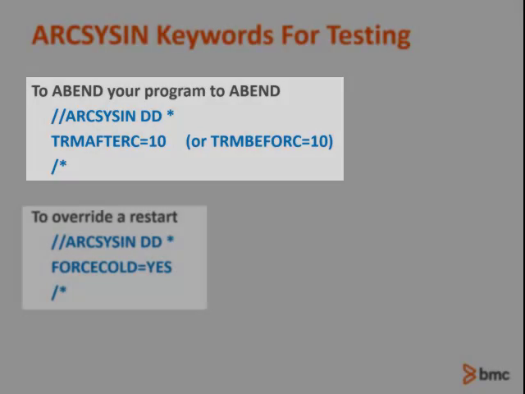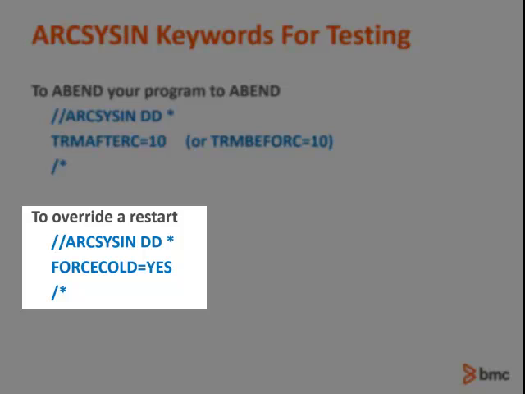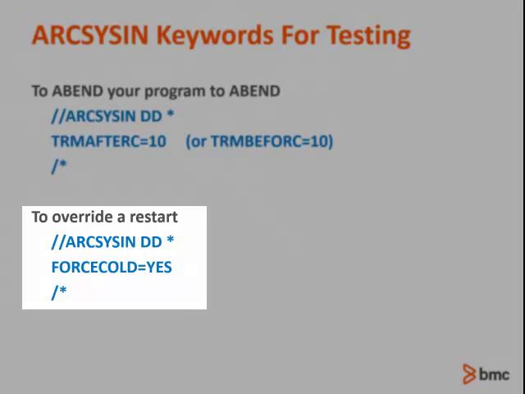After the program has issued an abend, simply remove the TERM AFTER C keyword and restart the job at the failed job step. While testing a program, sometimes it is desirable to run a program from the top rather than having ARC try to restart it. The FORCE COLD keyword instructs ARC to bypass any restart processing and simply let the program run normally. In addition, any pending restart information will be deleted from ARC.